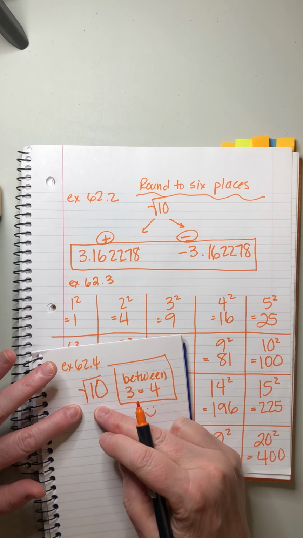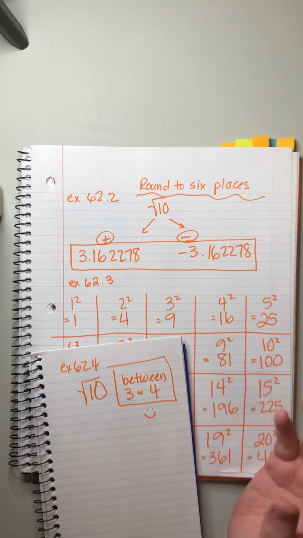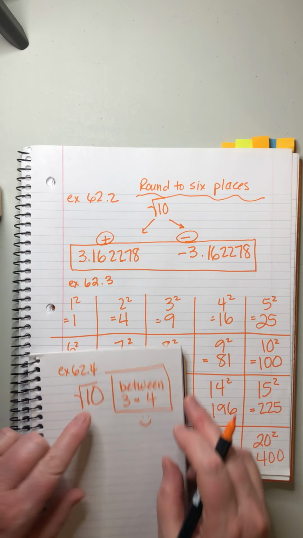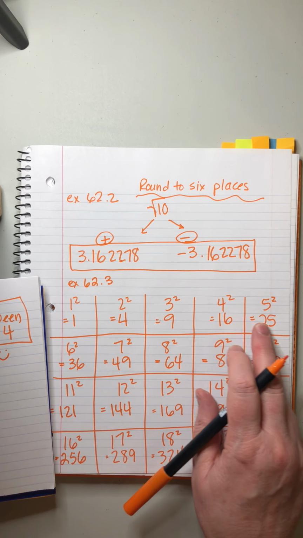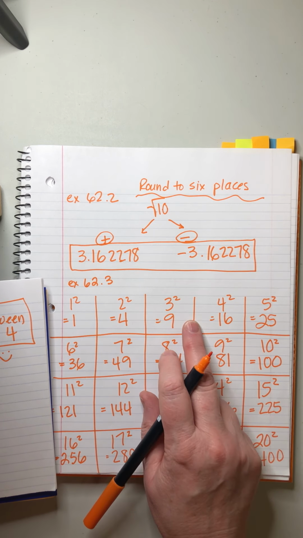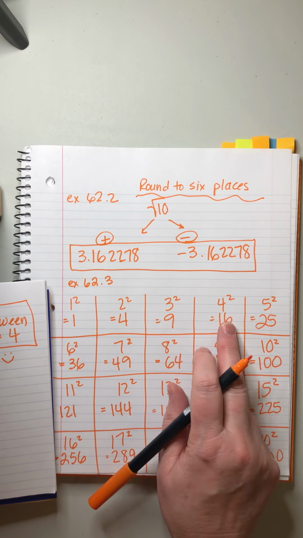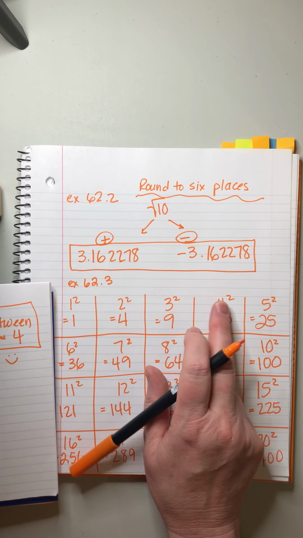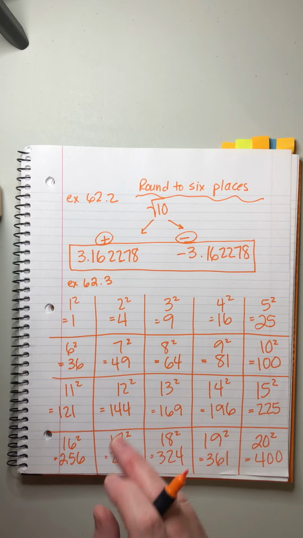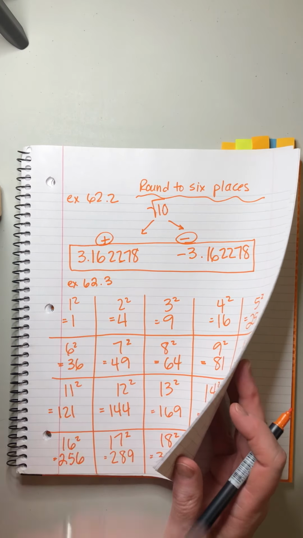Okay, so when you get these problems where John gives you a random number and says between which two integers does it fall, just compare that number to this chart and go, okay, let's compare where it falls with these perfect squares. Like I said here, 10 is between 9 and 16, so the square root of 10 is going to be between 3 and 4. All right? I hope that makes sense. It's so much easier than it sounds like it is.